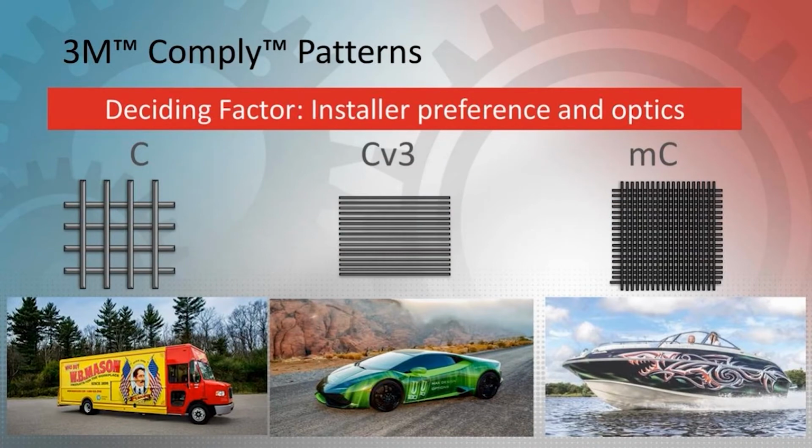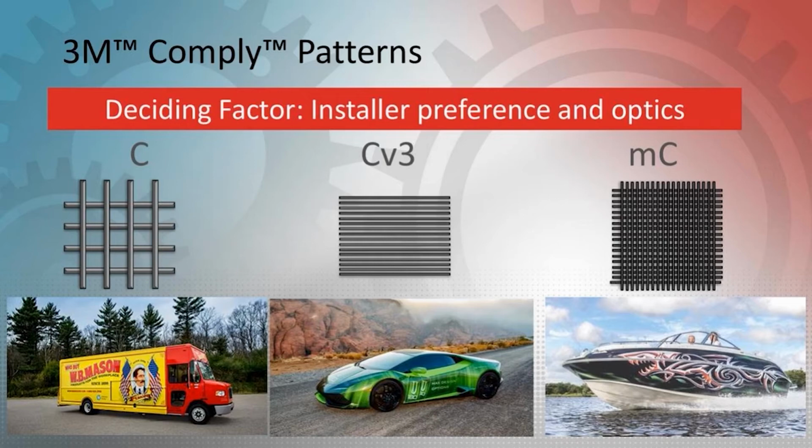All right, and then we have a few different Comply patterns. There's a basic C pattern, which was the original pattern that 3M came out with, and it's a grid like you see on the left. And then we developed the CV3 pattern, which is a little more organic pattern. And then we received a lot of feedback from installers that they didn't want to be able to see that pattern in the film, and so we came out with a microscopic Comply pattern, which is MC.